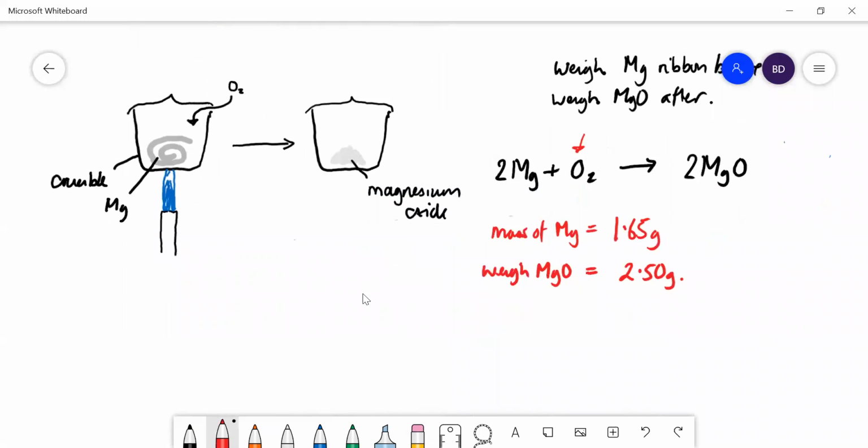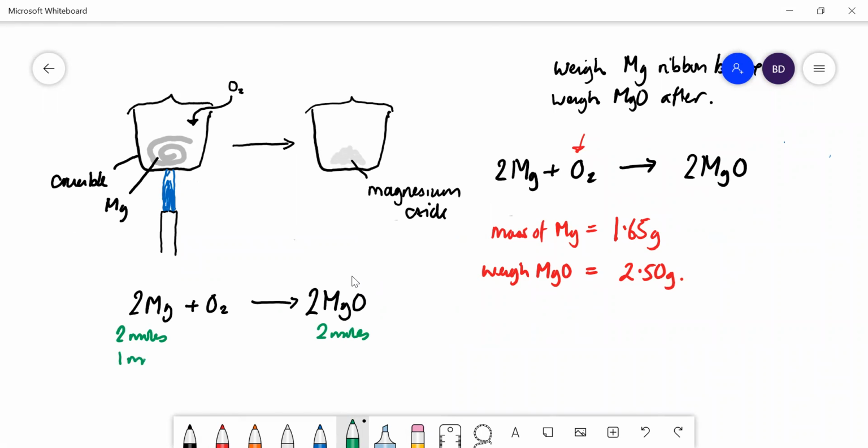Right, so let's write the equation again. We've got magnesium and oxygen goes to form 2MgO. So the equation shows us that 2 moles of magnesium will give us 2 moles of magnesium oxide. We don't need to worry about the oxygen. We can simplify that. We can say that 1 mole of magnesium should give us 1 mole of magnesium oxide.